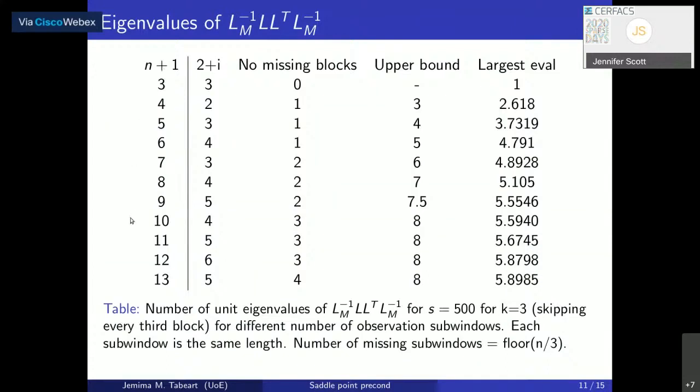So you can see as we increase the number of blocks, we're increasing the number of unit eigenvalues we expect to see. And so this is kind of between 40 and 60% of the eigenvalues are going to be equal to 1 exactly. So that's really nice. Hopefully that means that our eigenvalue will perform well in practice. We've also got this upper bound.